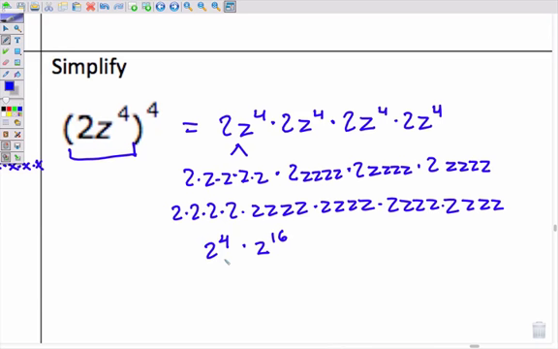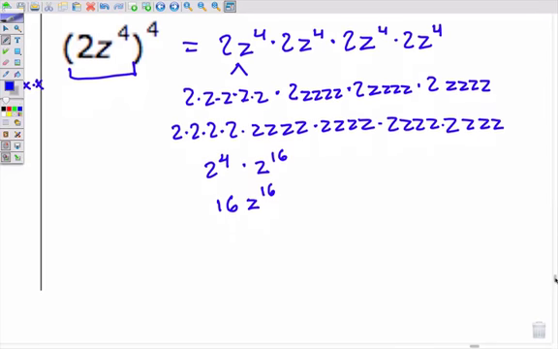2 to the 4th we can figure out, because that's 2 times 2 is 4, 4 times 2 is 8, 8 times 2 is 16. So that's a 16 z to the 16th. Okay?